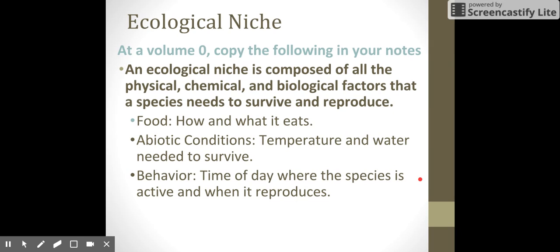Now with abiotic conditions, we're looking at temperatures and water that is needed to survive. So if it's an aquatic creature that only can survive underwater, something that can come outside of it, things that can only live in certain temperatures, that's all important to its niche. And finally, behaviors. Does it come out during the day? Does it come out at night? How does it reproduce and when does it reproduce?